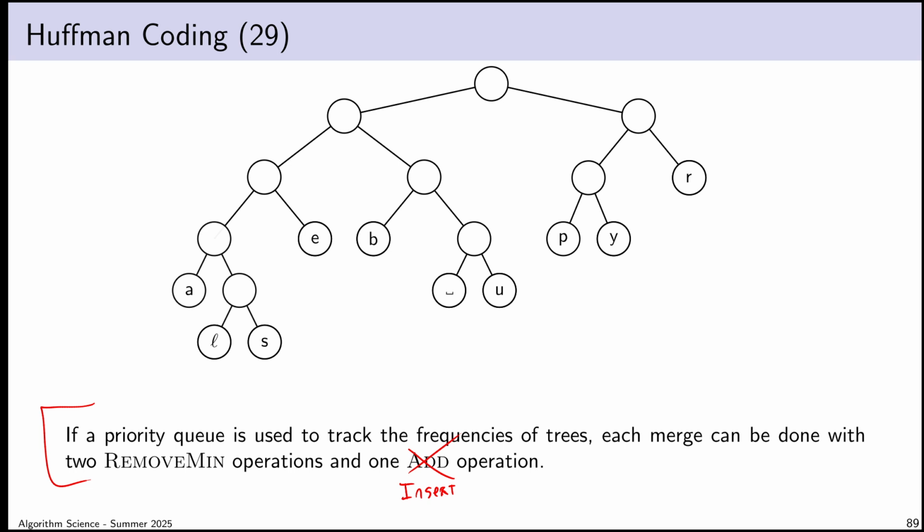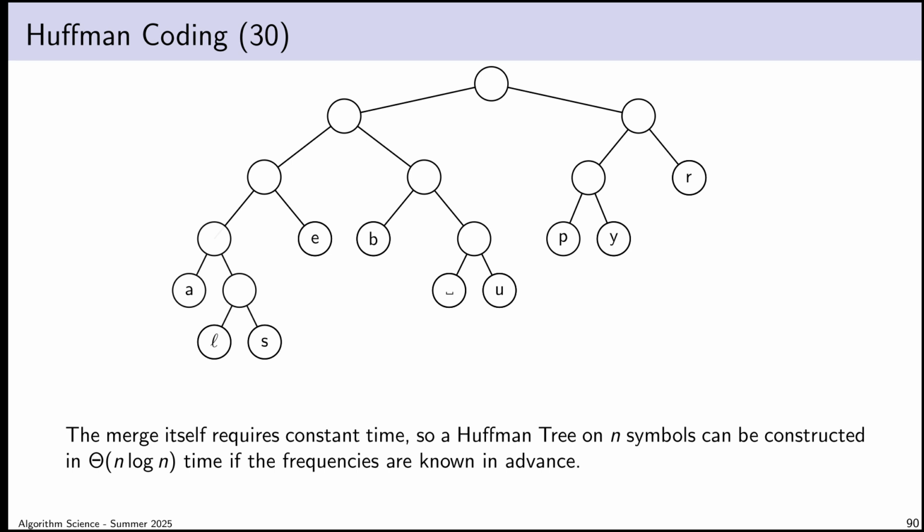Add is also a valid name for the operation, but at some point while drafting slides, I chose to call it insert. So at each step, I perform 2 remove min operations to grab the 2 trees with lowest frequency. I merge them, and I insert the result back into the priority queue with the updated frequency. Now, assuming I was to use a heap, which, for priority queues, why not? The merge itself is actually constant. Taking 2 trees and tying them together is pretty straightforward.